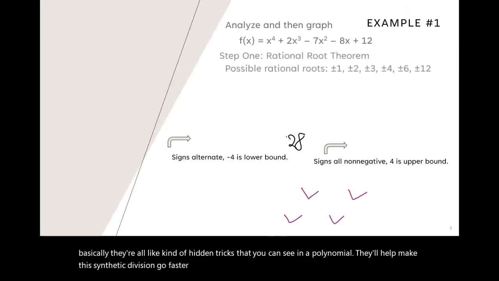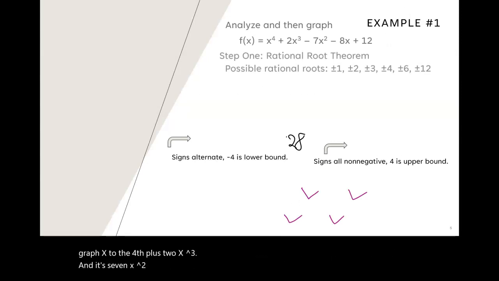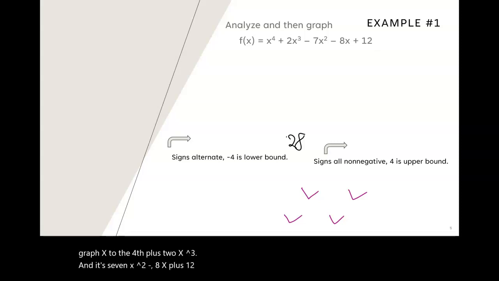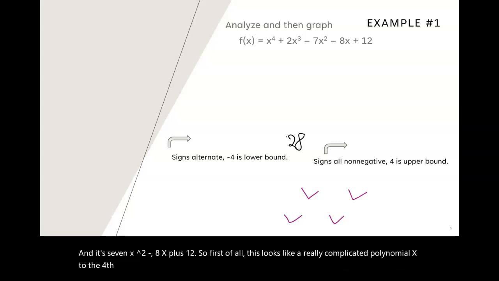So let's do an example here. First, we want to analyze and then graph x to the fourth plus 2x cubed minus 7x squared minus 8x plus 12. First of all, this looks like a really complicated polynomial. It's an x to the fourth. How in the world do you figure out which roots to try in your synthetic division?